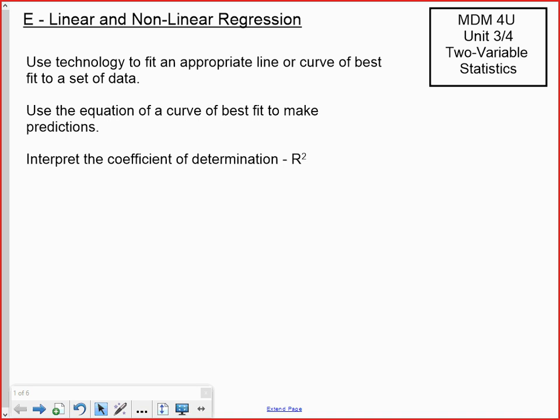And along the way, we're going to look at this thing called the coefficient of determination, capital R squared. And we're going to look and see what that is. Okay.